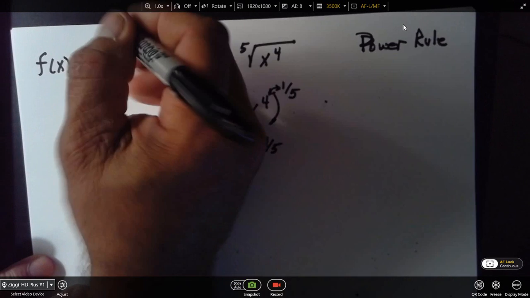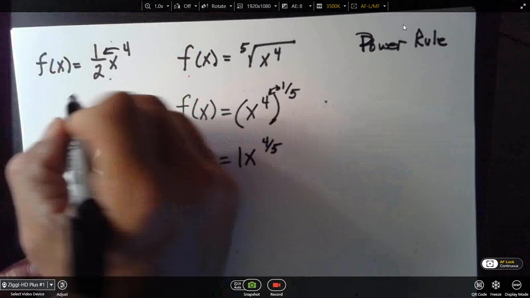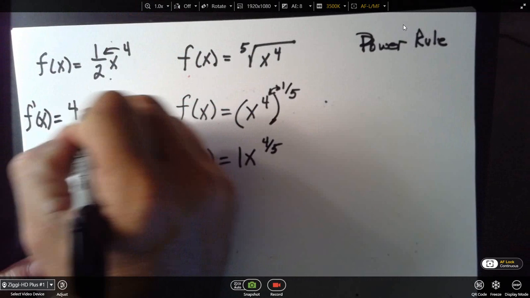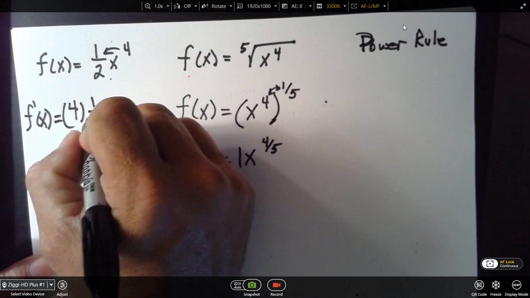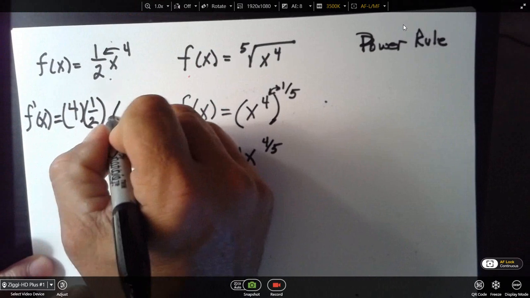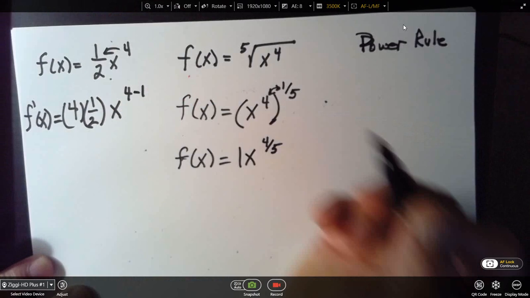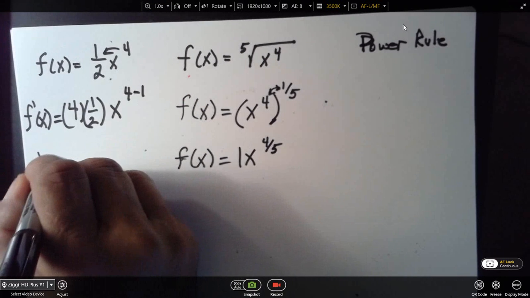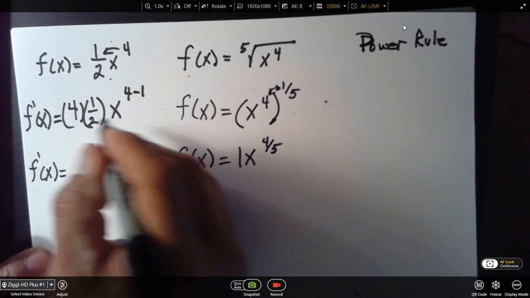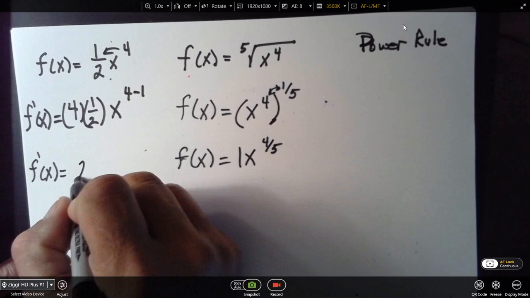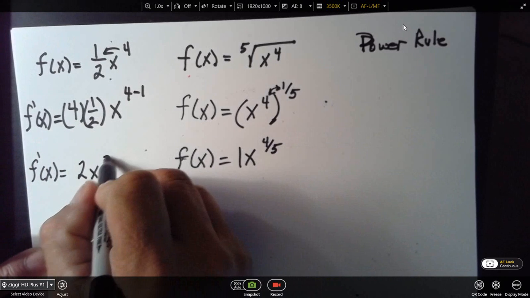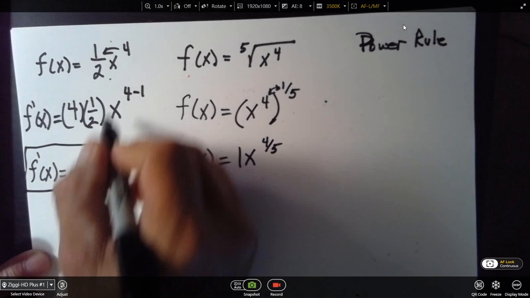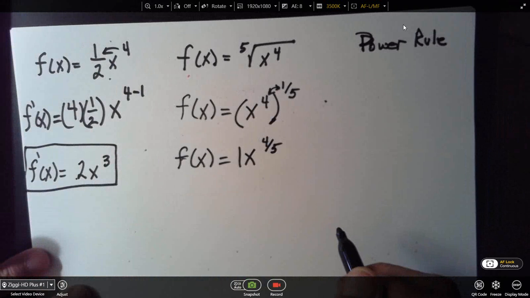So bring the 4 out. That's going to be f prime of x is equal to 4 times 1/2 times x to the 4, and then we minus 1. And that's going to give us f prime of x. 4 times 1/2, or 4 over 2, is 2. x to the third power. So that is the derivative of 1/2 x to the fourth.